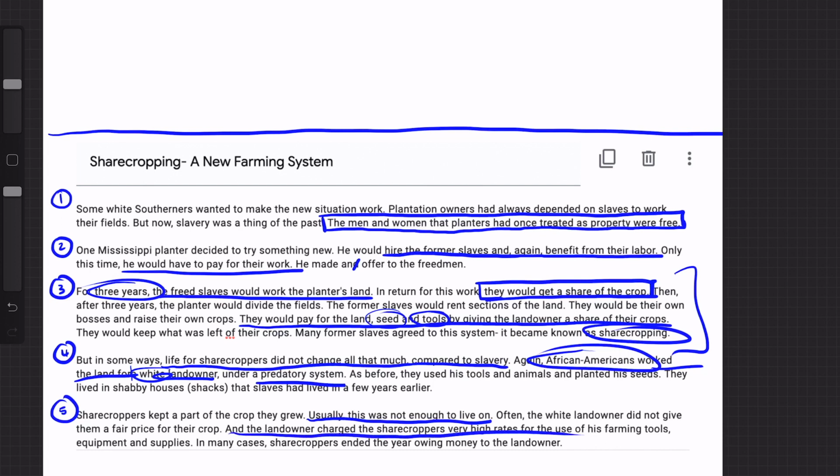Landowners charged very high rates for farming tools. And in many cases, sharecroppers ended up owing money to the landowner. So that means that the sharecropper typically could not pay off the things that they had borrowed the first year they were working for the landowner, and they would accrue or increase the amount of debt they had to the landowner. All right, let's take all these annotations and use them to answer the, I think, 4 questions that I have for you guys after here. So let's go ahead and do that.